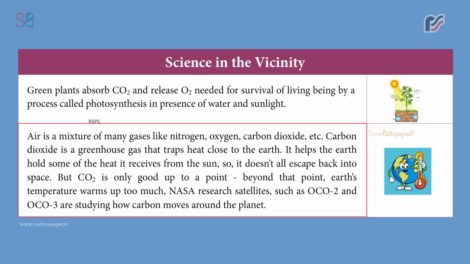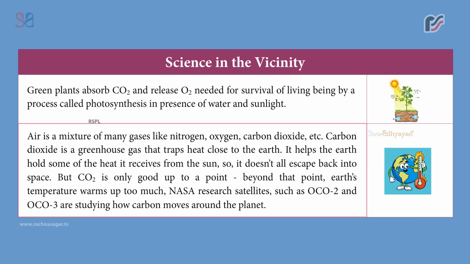Air is a mixture of many gases like nitrogen, oxygen, carbon dioxide, etc. Carbon dioxide is a greenhouse gas that traps heat close to the earth. It helps the earth hold some of the heat it receives from the sun, so it doesn't all escape back into space. But CO2 is only good up to a point. Beyond that point, Earth's temperature warms up too much.